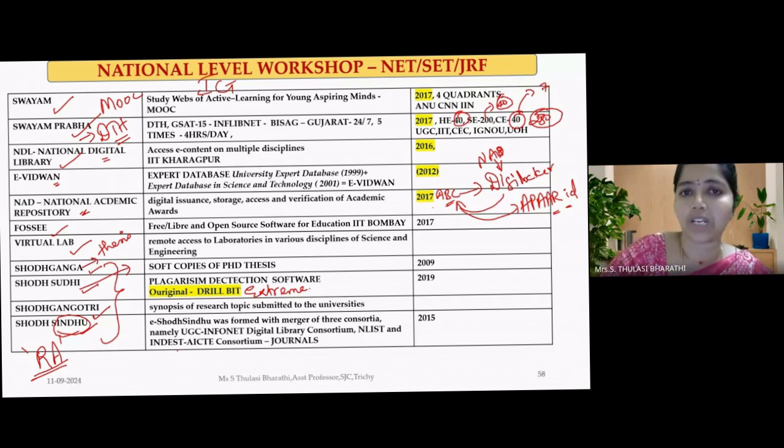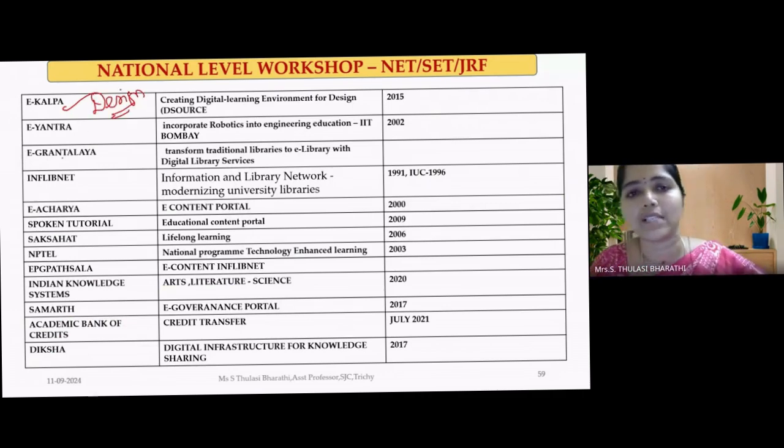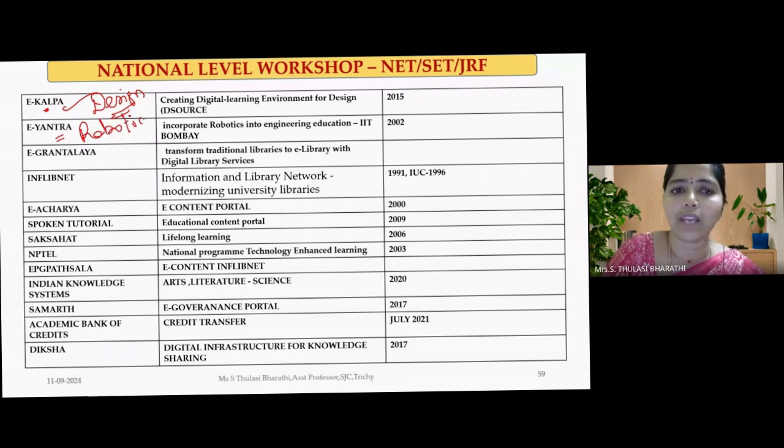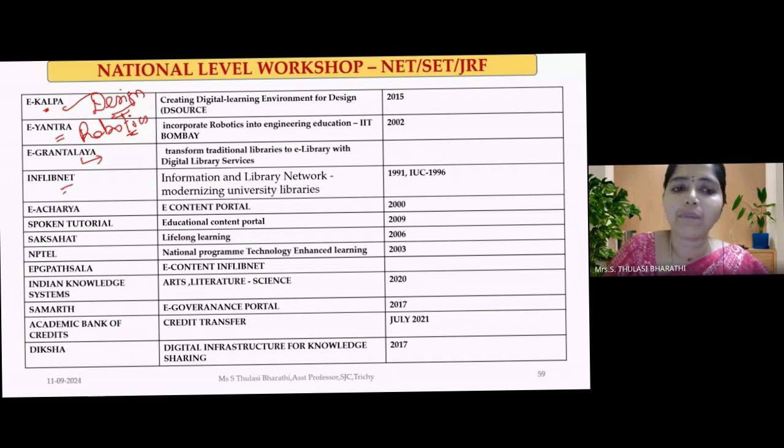Okay, these are the digital initiatives. And this is E-Kalpa, which talks about design and architecture. For all media, we need design and architecture, right? So this is E-Kalpa regarding design. E-Yantra is regarding robotic study; there is a portal called E-Yantra. E-Granthalaya is for transforming the physical library into a digital library. INFLIBNET is like a network which maintains Swayamprabha and all important ICT things. It is like an information network.